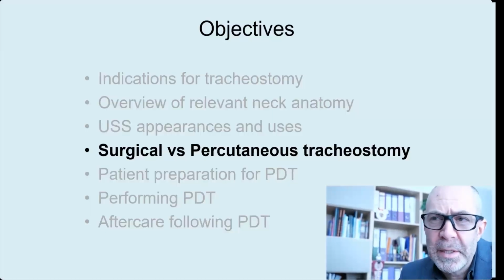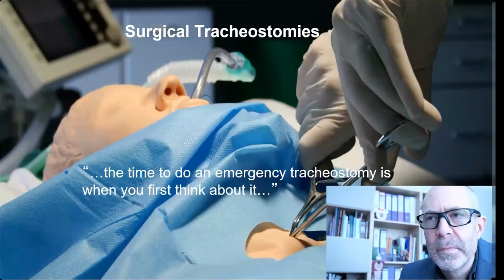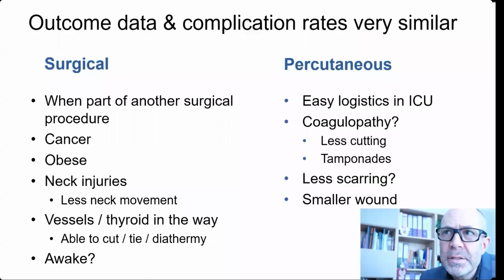Okay, so we need to do a tracheostomy. How are we going to do it? Are we going to ask a surgeon to do it, or are we going to do it percutaneously? It's certainly worth reflecting that when it comes to surgical tracheostomies in an emergency, the time to do it is when you first think about it. But we're talking about the elective situation here. And so what we know is that outcome data and complication rates are broadly similar.